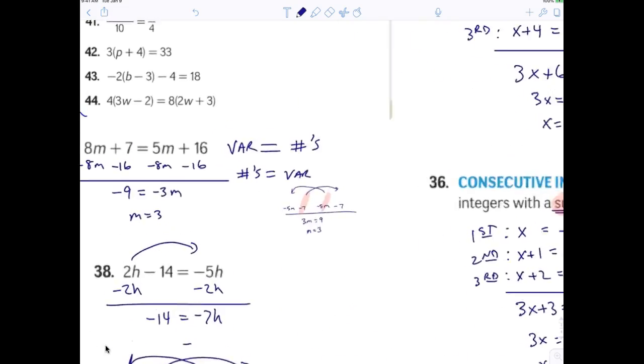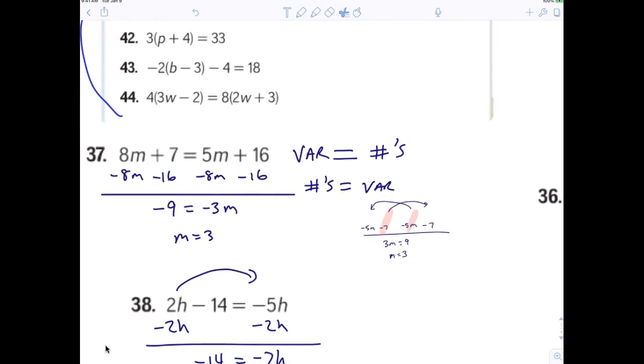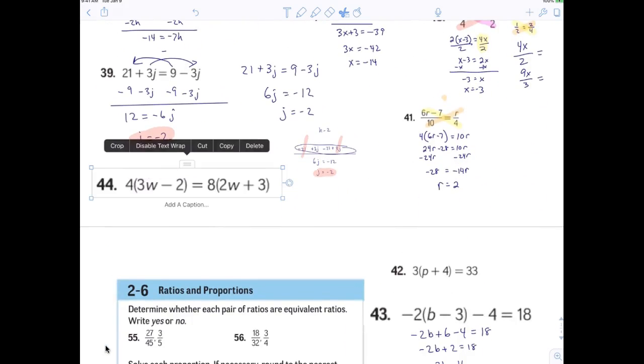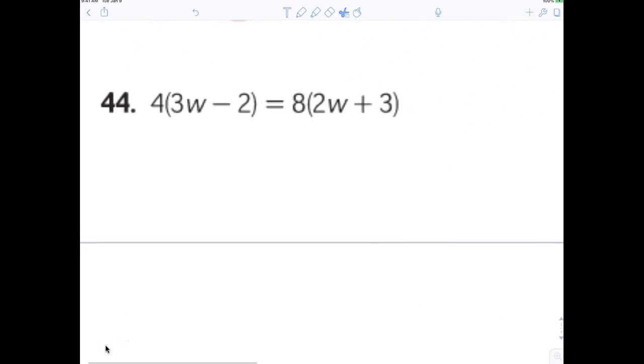Or 44, thank you. Here we go. Let's take a look at 44. What do I need to do? Distribute a what? Distribute the 4 and distribute the 8. So when I do that, 12w minus 8 equals 16w plus 24. Are we okay with that?